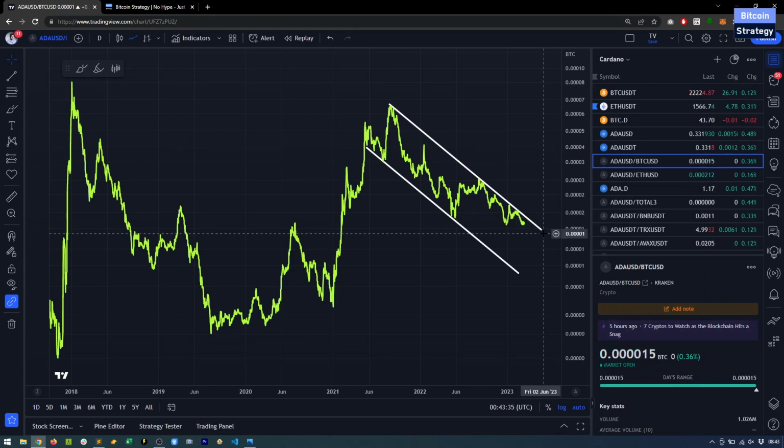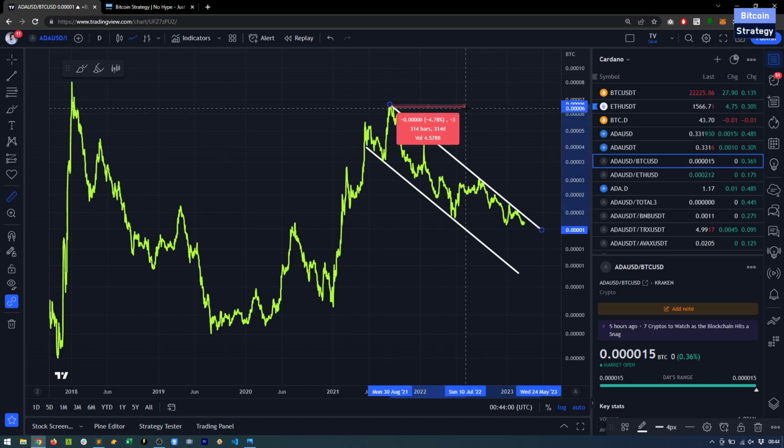Cardano looks very dangerous right now. Look at this downward trend on the relative valuation of Cardano to Bitcoin. So this is Cardano in Bitcoin, not in US dollars, and we are in a pretty clear bearish trend with multiple confirmations on both sides.